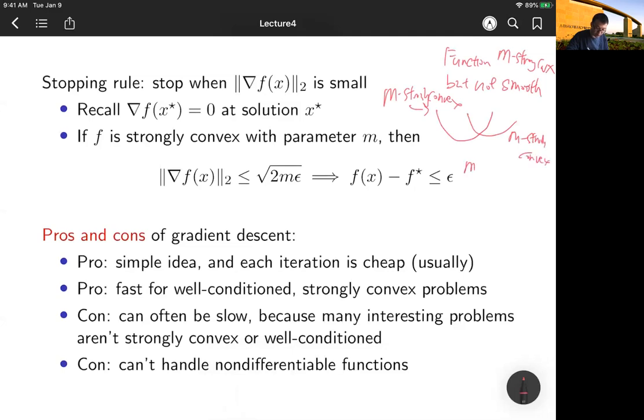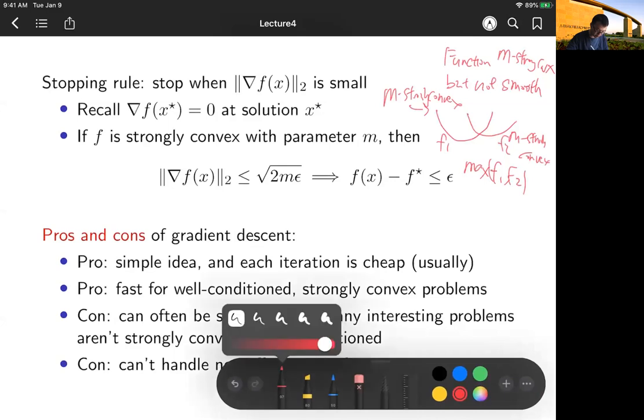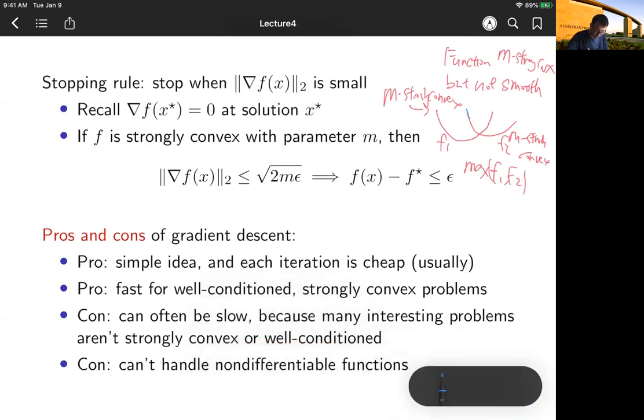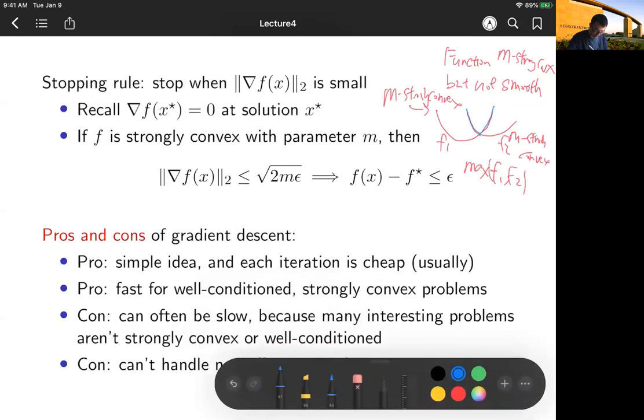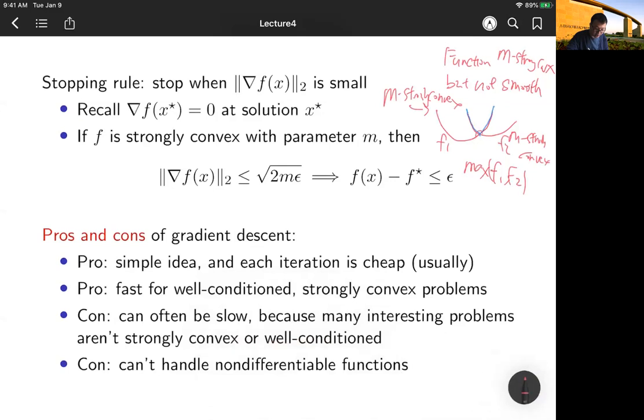This is f1, this is f2. If we take the maximum of f1 and f2, this is a pointwise maximum, and we know that a pointwise maximum of convex functions is convex. In this case, it is also strongly convex. You can prove that by definition. But notice that there is a point here that is not differentiable. Any function that's not differentiable somewhere can never really be smooth, because the gradient changes very rapidly there.